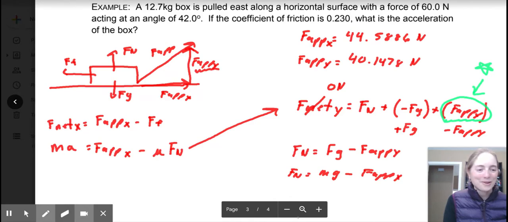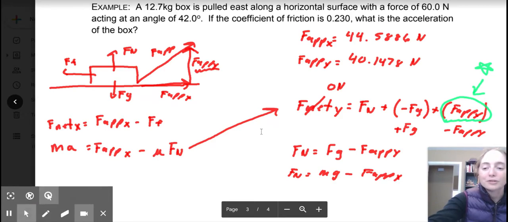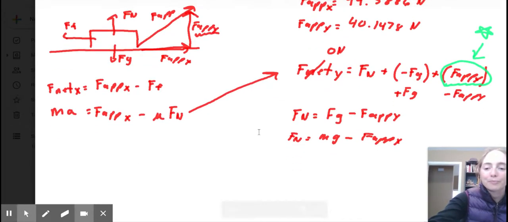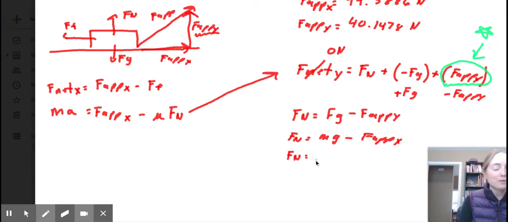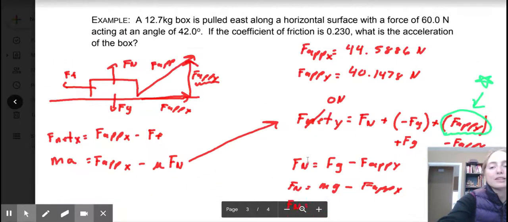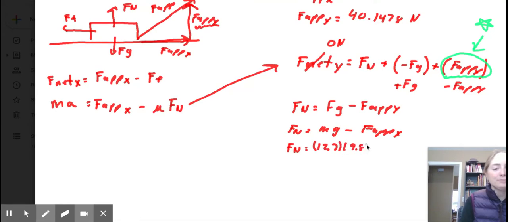Okay, there we are. I am now going to solve for my Fn. I'm just going to scroll down a little bit here. Now, we know the mass of this object from earlier in the question. We're just going to double check. It is 12.7 kilograms. G is always the same, 9.81. And we're going to subtract our FAP, force applied on the y, this guy here.